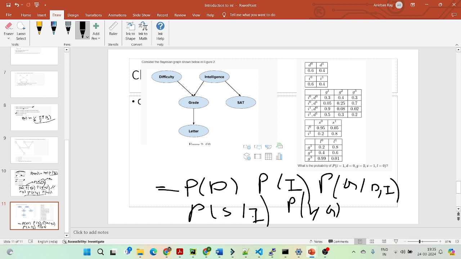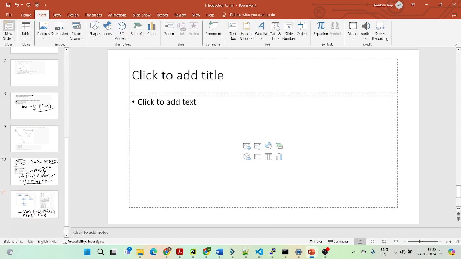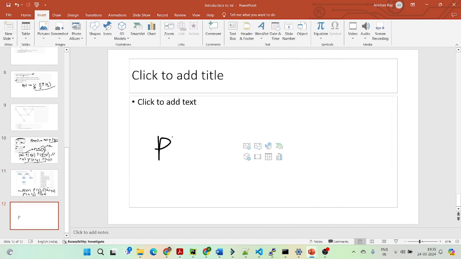How to do it actually? I'm starting with D, as you see. The joint distribution can always be broken in this way. Let me explain on another slide. The general way is like this: suppose X, Y, Z is there.